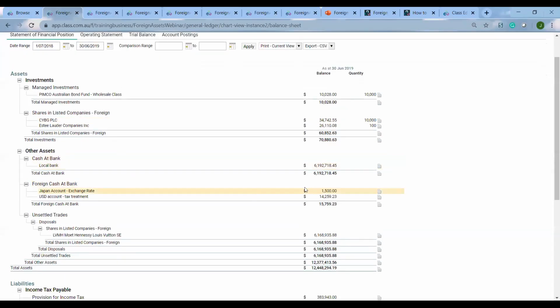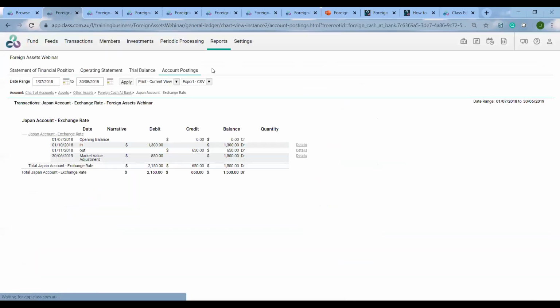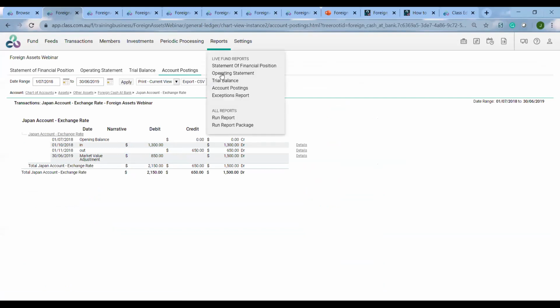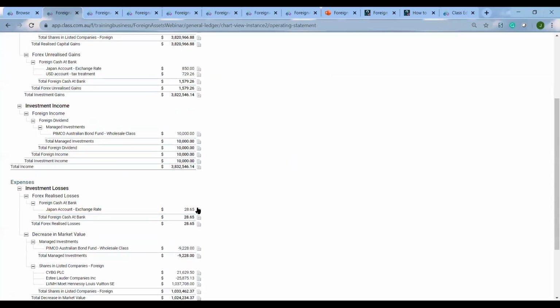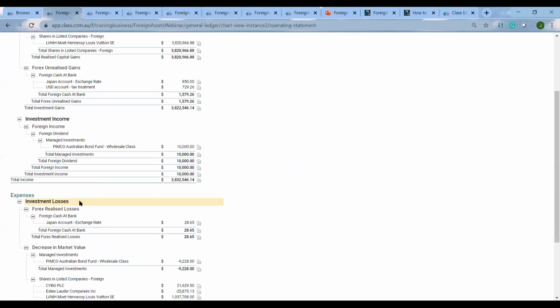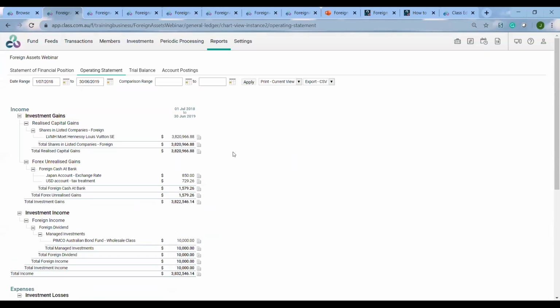Sorry, back to the statement of financial position. If we click on this article button, it will give you the detailed transactions of what happened to this particular foreign bank account. So in, I have 1,300 Australian dollars, and out is the half of my foreign currency. So the cost is 650. The difference will be taken up on the operating statement as a Forex realized loss. Unfortunately, in this case, it's a loss. It's $28.65, treated as a Forex realized loss. So this is all for accounting purpose.